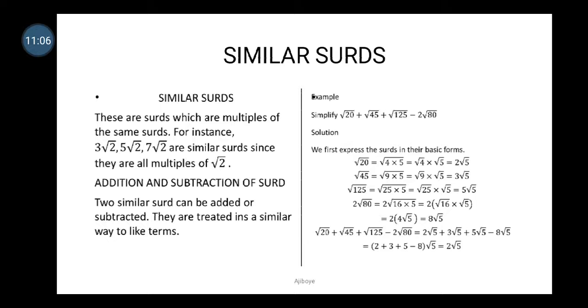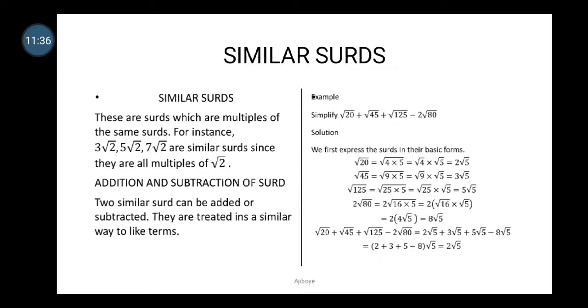Similar surds. These are surds which are multiples of the same surd. For instance, 3 root 2, 5 root 2, 7 root 2 are similar surds since they are all multiples of root 2. And so, the application of similar surds is that we can add and subtract surds.